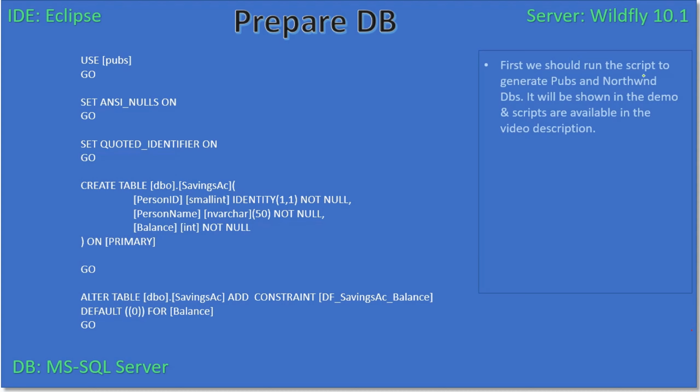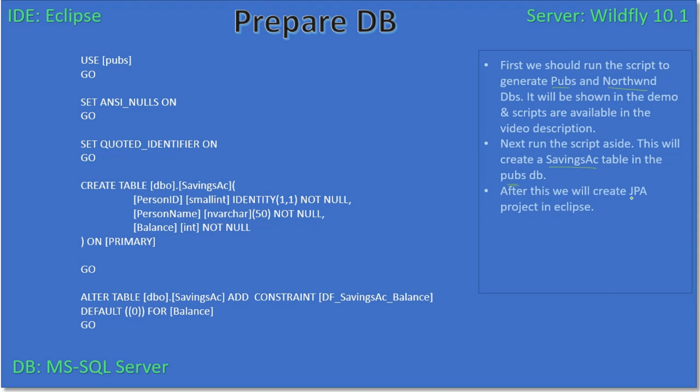So first we should run a script to generate the pubs and NorthWnd databases. How to set up this Microsoft supplied pubs and NorthWnd database will be shown in the demo, and you can download the script from the video description. Once pubs and NorthWnd databases are ready, next we will run the script shown here, and this will create a savings account table in the pubs database.